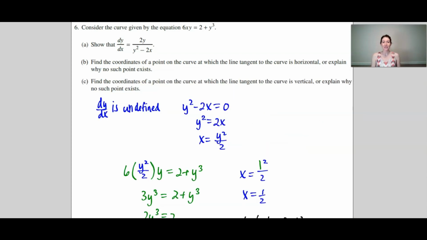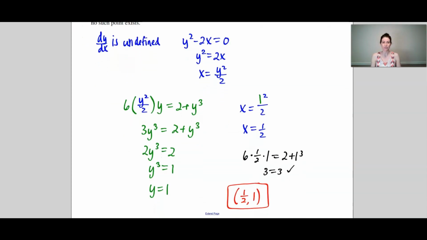Part C asks about that tangent line being vertical. And for a vertical tangent line, that occurs when the derivative is undefined. A quotient is undefined when the denominator is equal to 0. So setting the denominator equal to 0 and solving for x, I get y squared divided by 2. I'm going to use substitution to go into the original equation and plug in y squared over 2 for every x value. You can see I did that here in green, and then I solved for y and got a y value of 1.